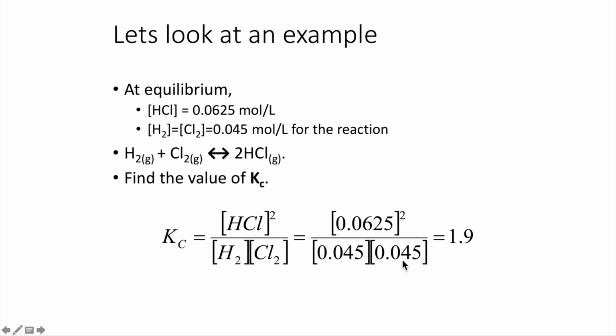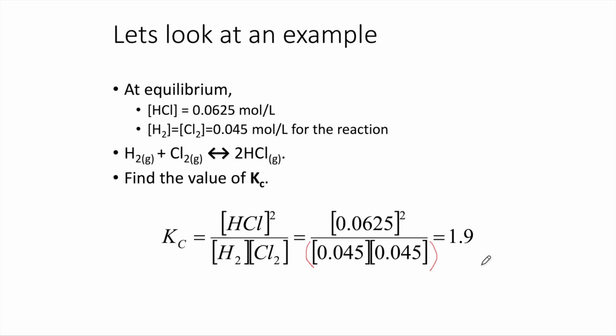Now, if you're doing this on the calculator, one thing I would strongly urge you to do, because it's a common mistake a lot of people make here, is take 0.0625, square it, and then divide it by, and then open up a set of parentheses. You're going to take 0.045 times 0.045, close parentheses. When you do that, you end up with a value of 1.9.